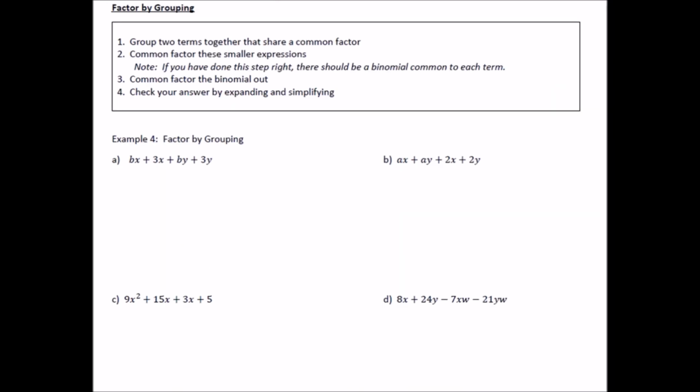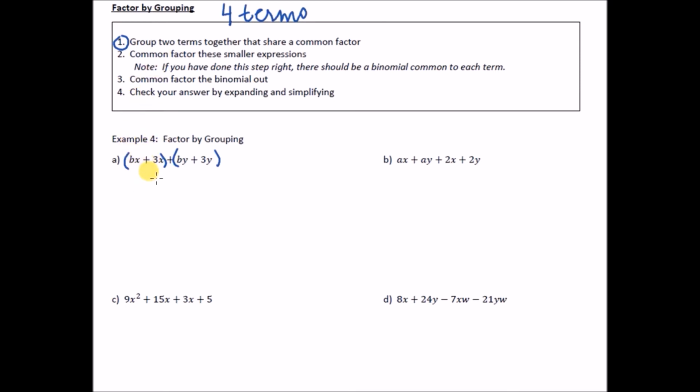Factor by grouping. So we're going to look at factor by grouping, and usually this is done when we see 4 terms, okay? Not all the time, but many times. So what we want to do is group 2 terms together that share a common factor. I'm just going to apply these right into question 4a. So bx and 3x share the x, so that's a common factor. And by and 3y share a y, so that's a common factor. So all I did here was group the 2 terms together that share.